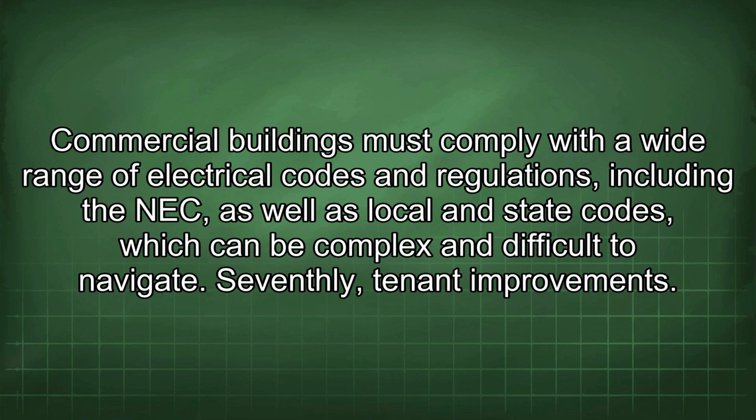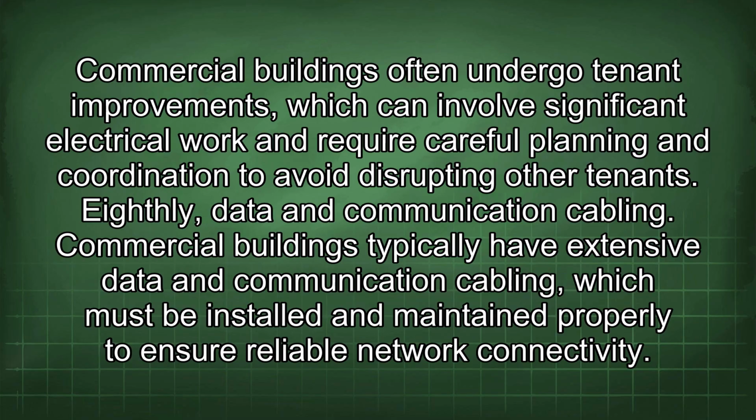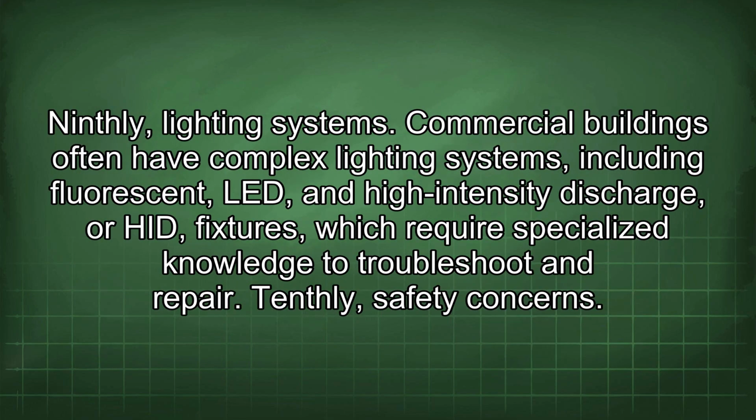Seventhly, tenant improvements. Commercial buildings often undergo tenant improvements, which can involve significant electrical work and require careful planning and coordination to avoid disrupting other tenants. Eighthly, data and communication cabling. Commercial buildings typically have extensive data and communication cabling, which must be installed and maintained properly to ensure reliable network connectivity. Ninthly, lighting systems. Commercial buildings often have complex lighting systems, including fluorescent, LED, and high-intensity discharge, or HID, fixtures, which require specialized knowledge to troubleshoot and repair.